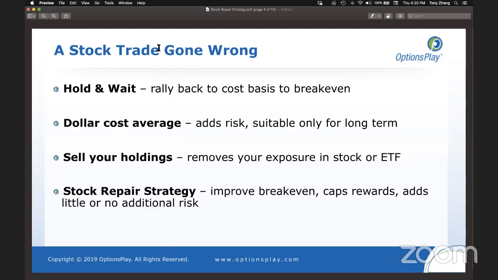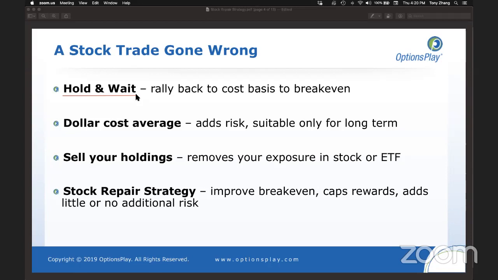So to get started, let's first talk about the fact that you're in a stock trade that has gone wrong. What are your options? You have a few different options. First and foremost, and I think many people do this, is to simply hold and wait, which means that you're down 10% on a trade, and you don't really know what to do. So you just basically hold on to it and do nothing. And you're basically waiting for the stock to rally back to the cost basis of your stock and hopefully break even and hopefully some more. This is probably the most common thing that I think most people do when they have a stock trade that's gone wrong.